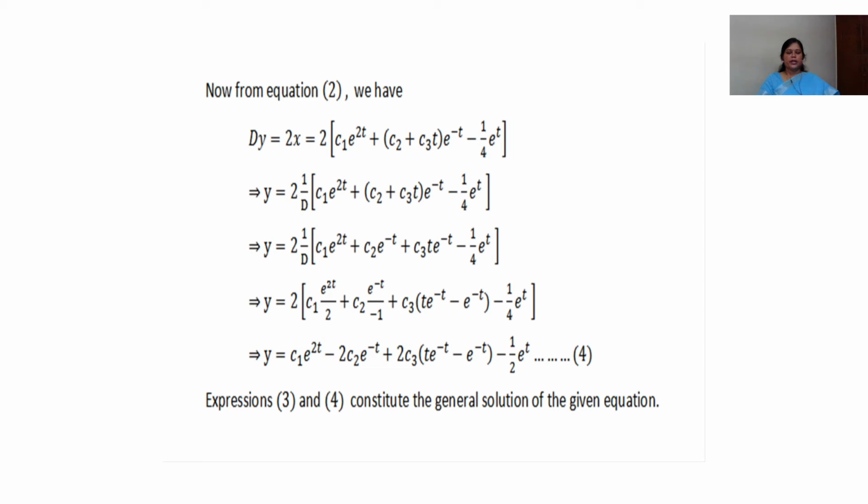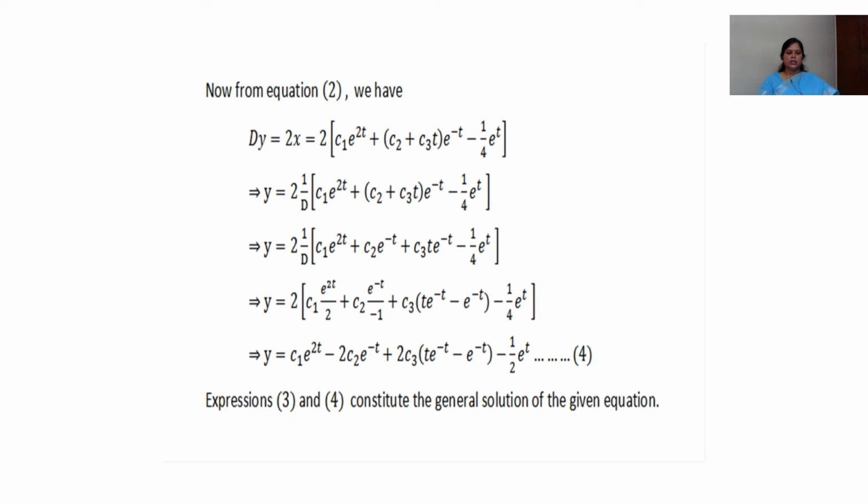So first one integration is c1 is a constant, keep it as it is, e to the power 2t. If you integrate, we will get e to the power 2t by 2. Then second term c2 is constant, we are keeping as it is, e to the power minus t we have to integrate with respect to t. So e to the power minus t integration is e to the power minus t by minus 1.